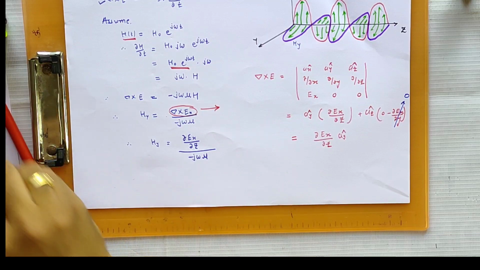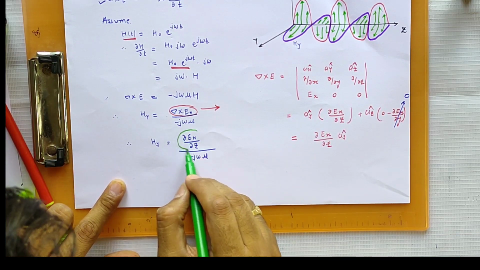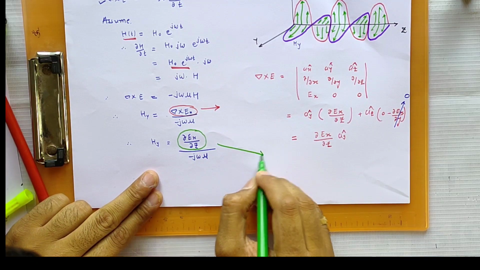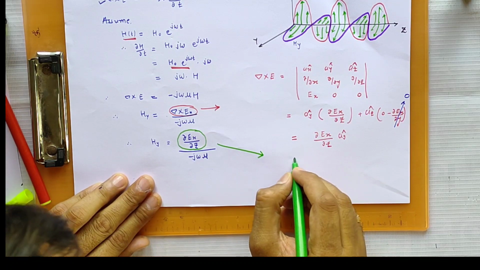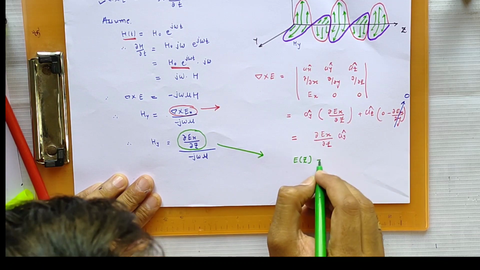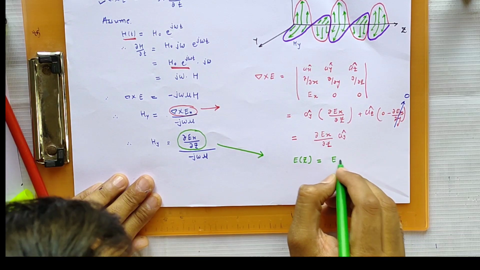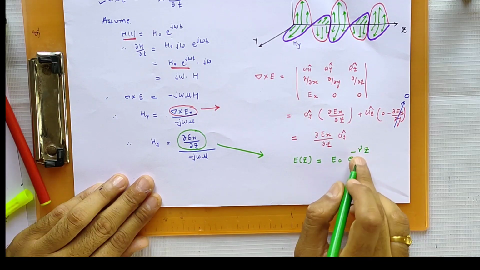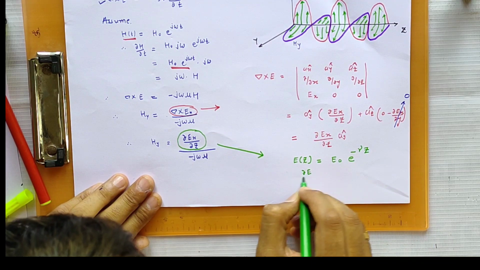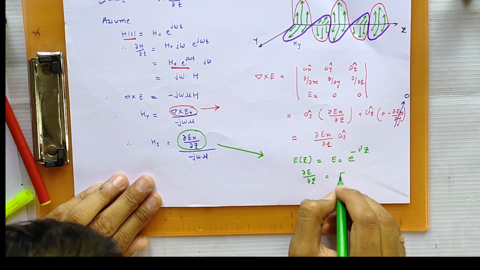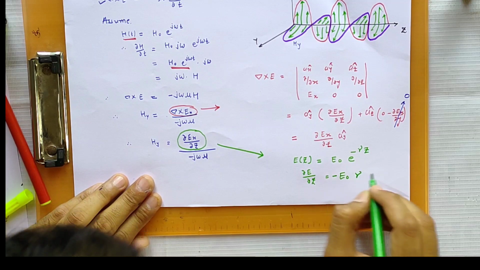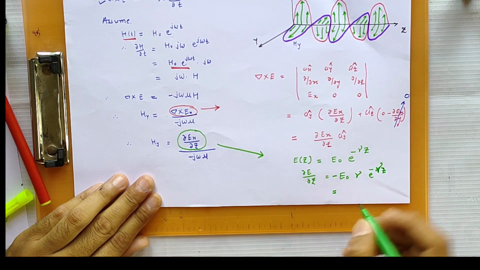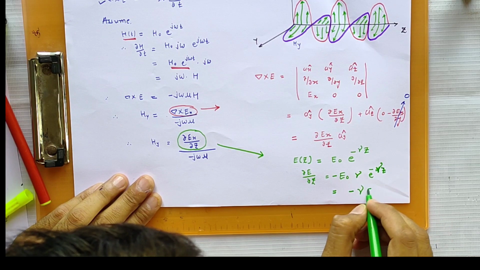Now one more thing: we have to take the partial derivative of Ex with respect to z. In the last lecture we assumed that the electric field changes with respect to z as E of z equals E0 e raised to minus gamma z, where gamma is the propagation constant. Taking the partial derivative, it is E0 times minus gamma e raised to minus gamma z, so you can write it as minus gamma E.